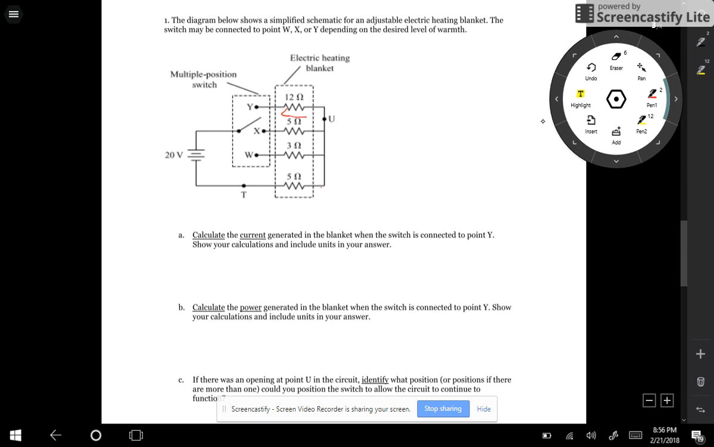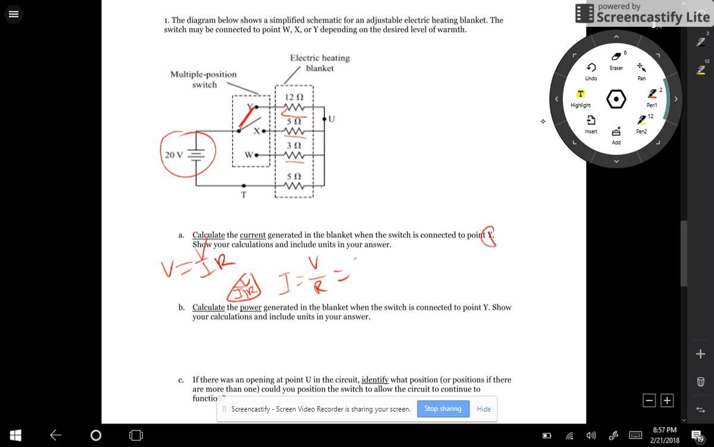So you see we have different resistance levels here, which would increase the amount of resistance and increase warmth. So A, calculate current generated when the switch is connected to point Y. So if we have our switch connected at Y, what would the current be? We take our Ohm's law formula and set up for current. As you've already seen in other problems, we're going to divide the volts by the resistance.